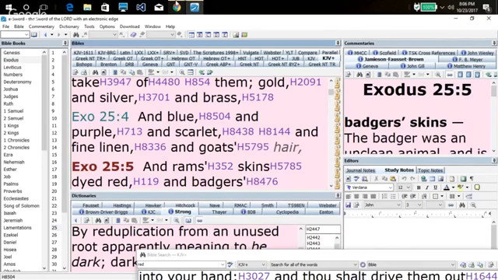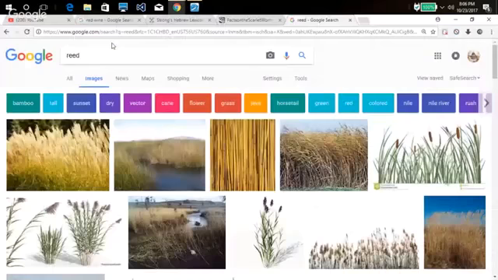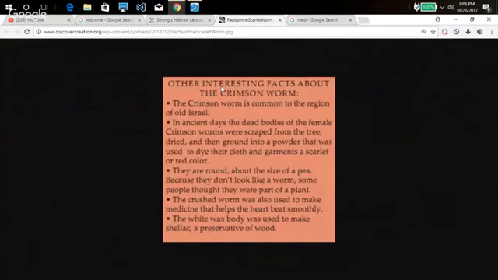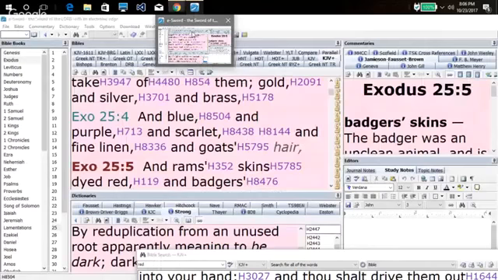All right, so real quick, let me just see if I can. I think I have it up already. This is one of the excerpts right there. It says, other interesting facts about the crimson worm. The crimson worm is common to the region of Old Israel. In ancient days, the dead bodies of the female crimson worms were scraped from the tree, dried, and then ground into powder that was used to dye their cloth and garments a scarlet or red color. You see that? So they used these things for these specific purposes. All right, so let's get back to it real quick. I just want to make sure y'all get some understanding on that.